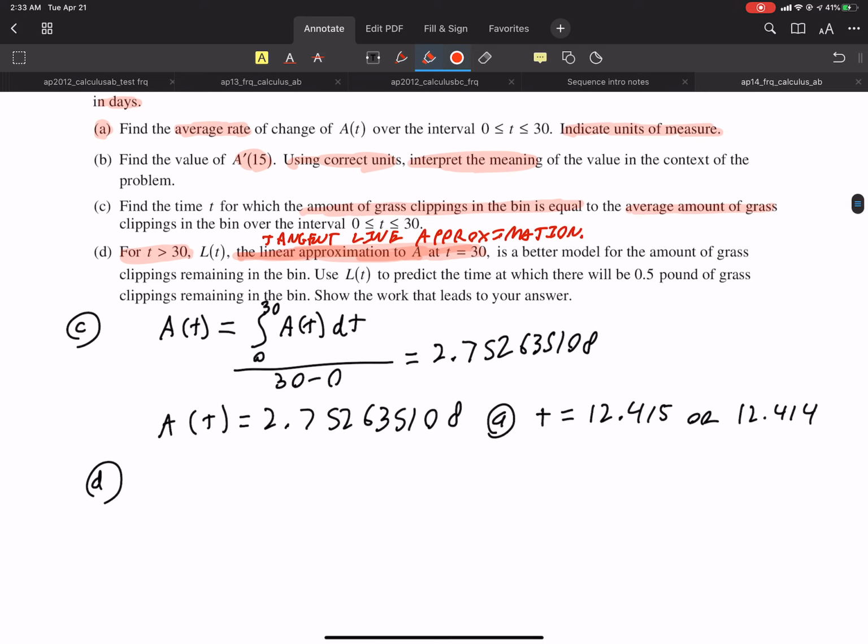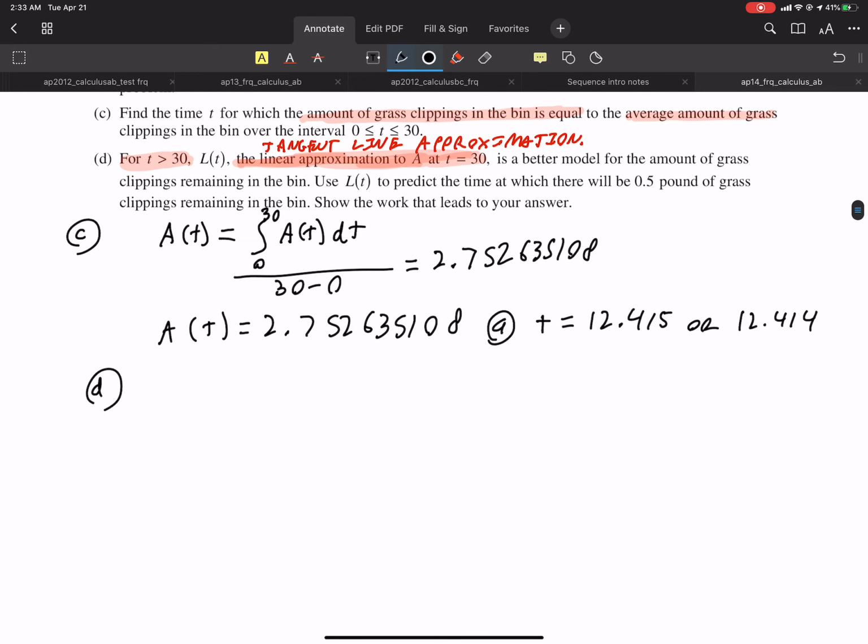So I want the equation of a tangent line. You're asked this so many times. Hopefully by now you know this formula. You have to know it. It has to be right there in your brain. In this case, though, it's not y. We have A's and t's. So I will do that.